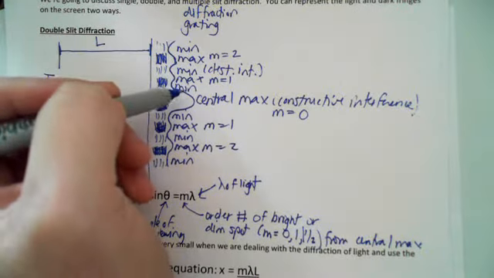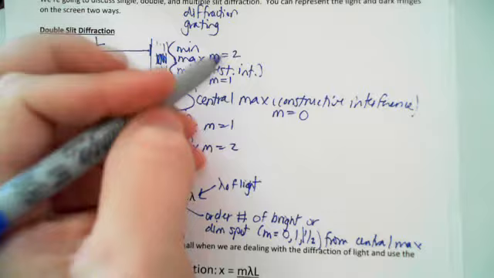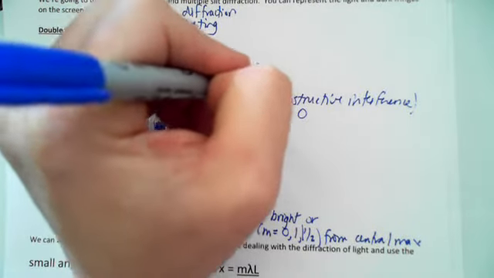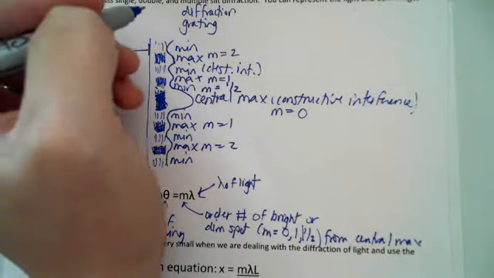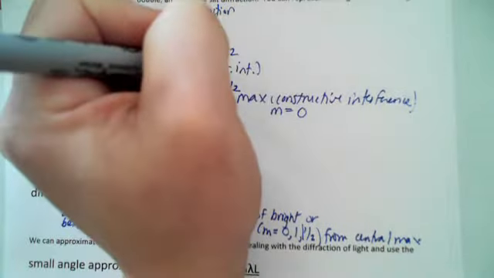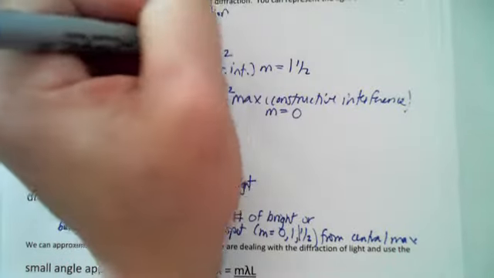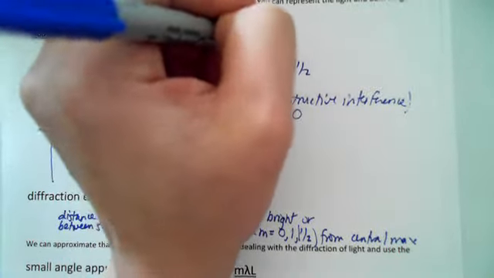As you can see, the mins are going to be halfway between the maxes. So the m for this min is 1/2. This min here is 1.5, because it's between 1 and 2. This one's going to be m equal to 2.5. You guys get the picture, and so on and so forth. And that's going to allow us to do some calculations.